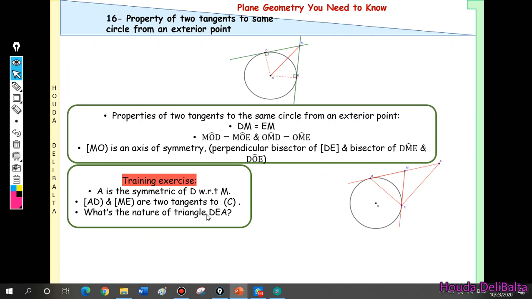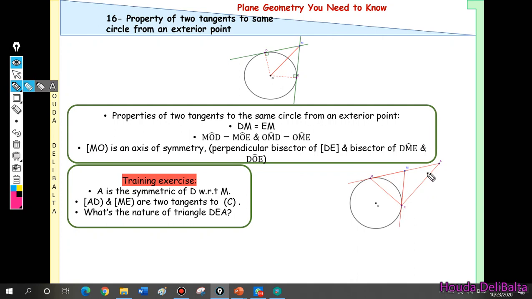So what's the nature of triangle DEA? Let's think a little bit. What's the nature of triangle DEA? It seems to be a right triangle at E. So again, the given is that A is symmetric of D with respect to M. What does that mean? That means that M is the midpoint of DA, as I mentioned before.